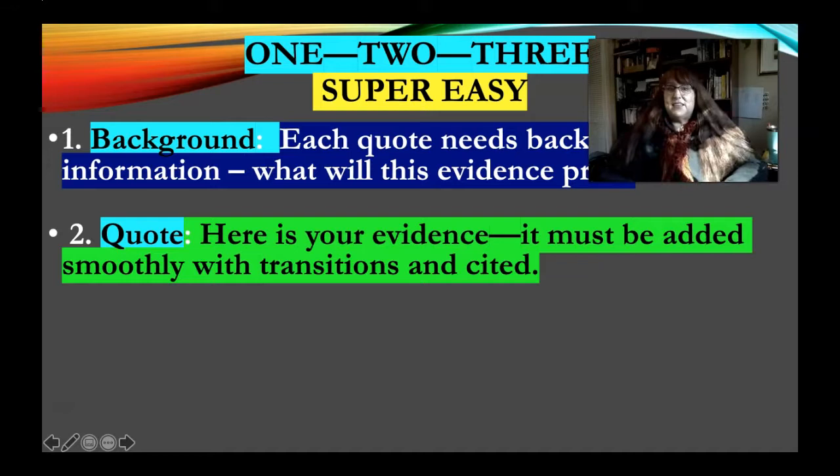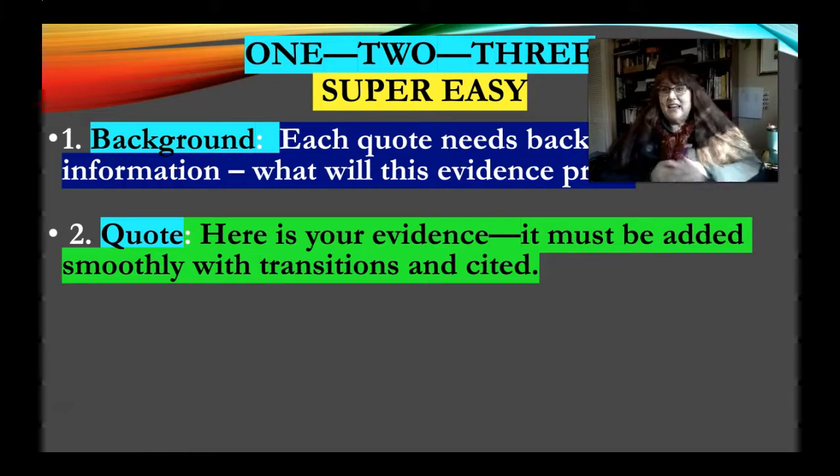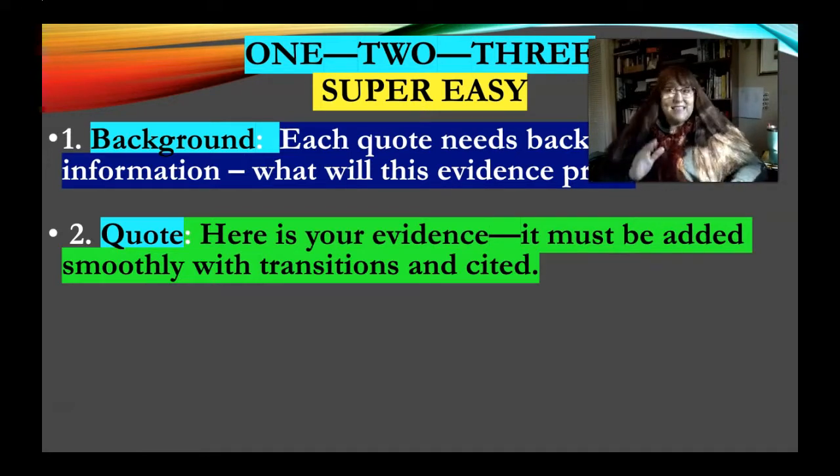So then comes the quote. This is your actual evidence. It must be added smoothly and with a transition and cited. This is important. You just can't plop it in there. You can't begin a paragraph with a quotation or any kind of evidence. You can't end a paragraph with evidence. It has to be sandwiched. Background, quote, connect. 1, 2, 3. You can have more. You can have 1, 2, 3, 4, but it has to be 1, 2, 3.